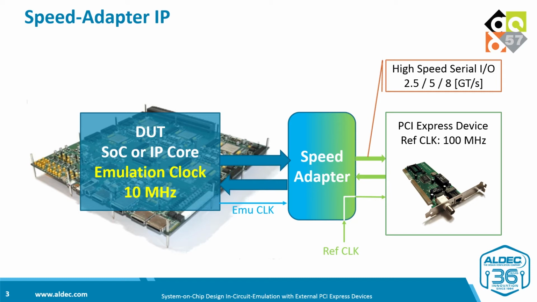The PCIe devices use one or more high-speed serial I/O lines. Depending on the PCIe bus generation, the lines run at 2.5 GHz for Gen 1, 5 gigs for Gen 2, and 8 gigs for Gen 3.